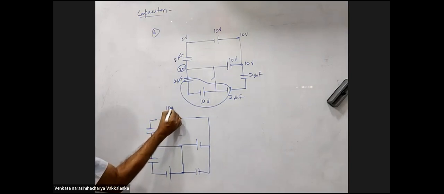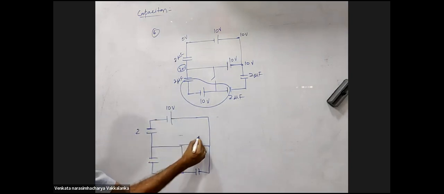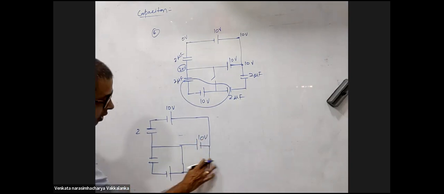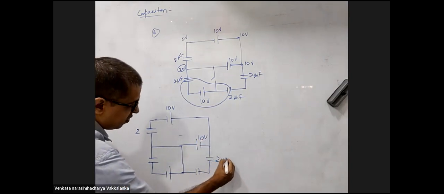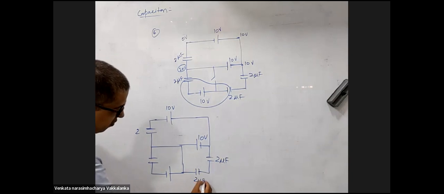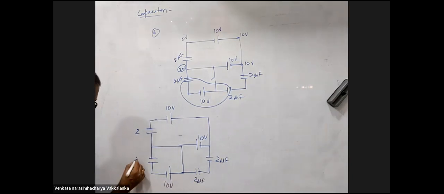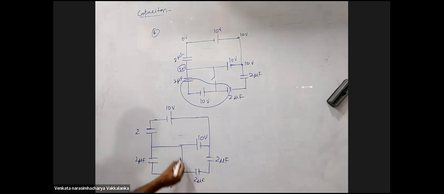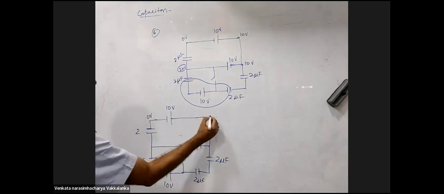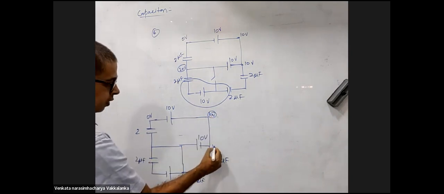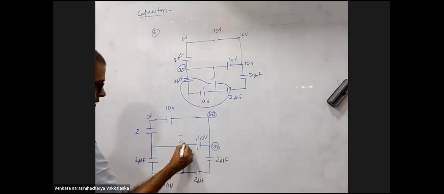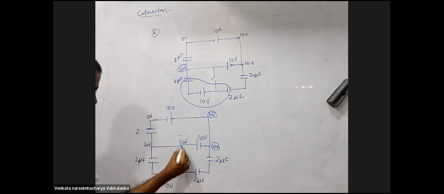Now this was 10 volts, 2 microfarad, 10 volts. Here I had a capacitor, 2 microfarad, 2 microfarad. This is 10 volts, 2 microfarad. Right? Now that the switch is closed, again this is 0 volts, this is 10 volts. This is 10 volts. This will be 20 volts, this will be 20 volts, this will be 20 volts. Right? So now your job is done.